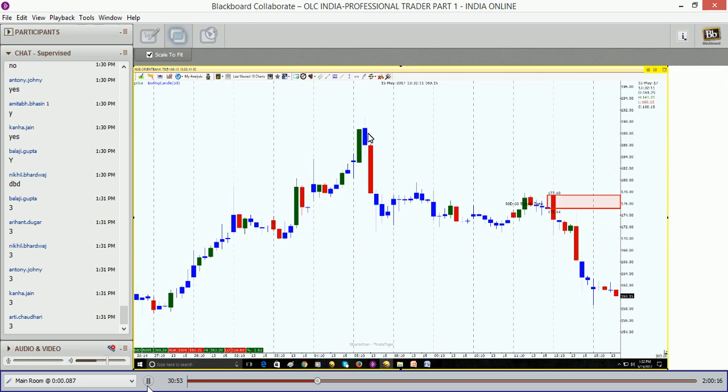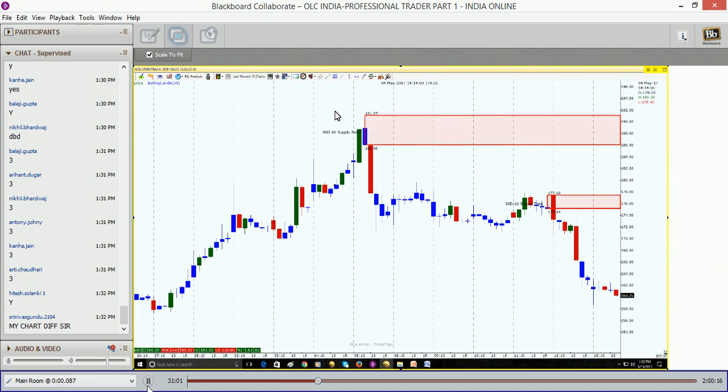Somebody mentioned 188. Yes, you can mark this also as your supply zone. In fact, this move is also very, very explosive. Srinivas, if your chart is different, my friend, you need to adjust your settings. So what I'll do is I'll have a look at each and every one of your charts.